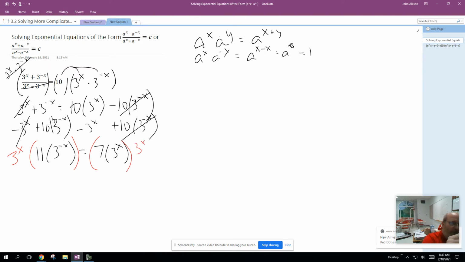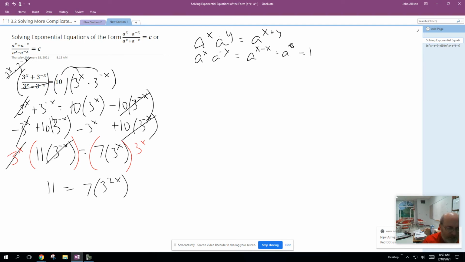So that when I multiply 3 to the x by 3 to the negative x on the left, I get 3 to the 0, which is just 1, so 11 times 1. This cancels this because we add the exponents, get 3 to the x minus x, 3 to 0, which is 1, so we still have 11. Here we still have the 7, but we have 3 to the x times 3 to the x. We add the exponents and get 3 to the 2x.